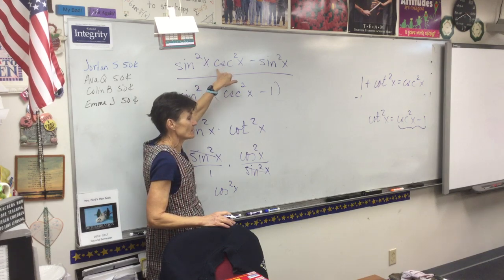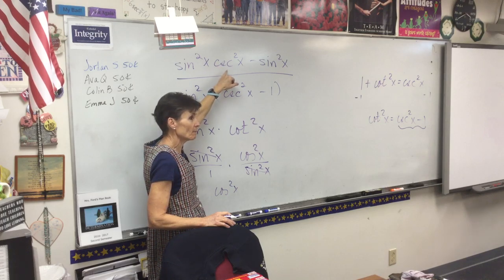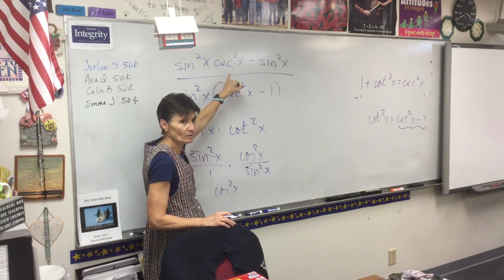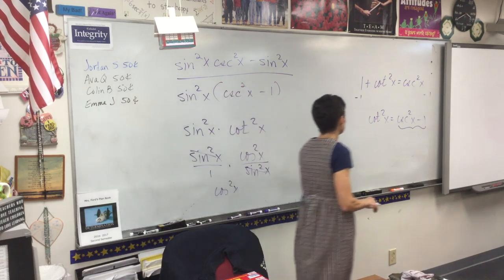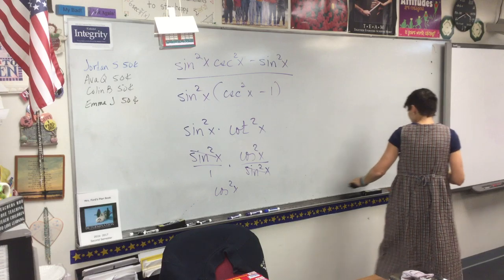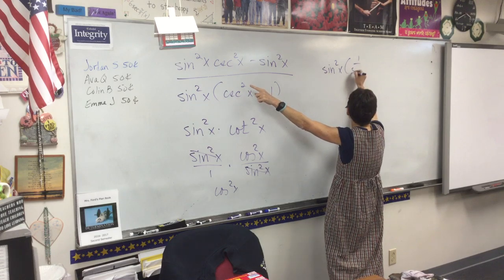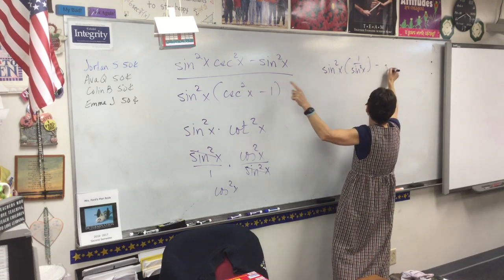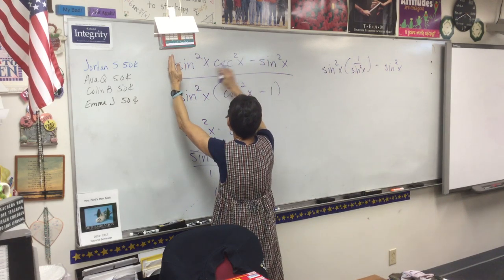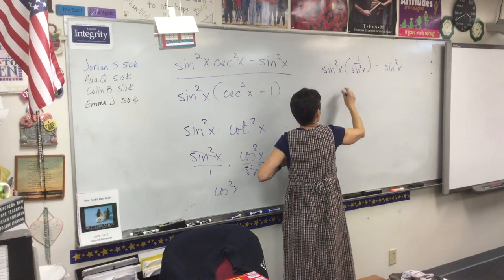What's the relationship between these two? They're not complementary. They are reciprocals, aren't they? So another way to have approached this problem, you don't have to do it both ways, you do it however it occurs to you, but another way would be to say, all right, I've got sine squared times 1 over sine squared. And what happens here? When you multiply these two together, because they're reciprocals, what happens to them? Yeah, don't they make 1?